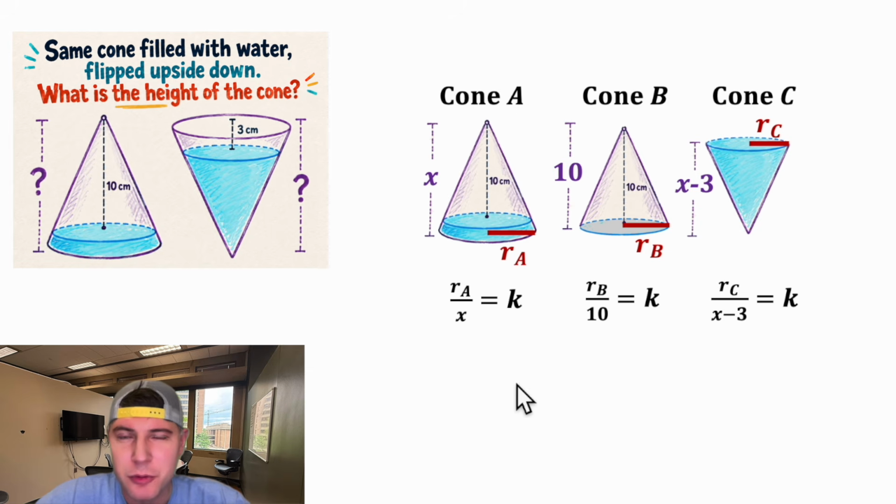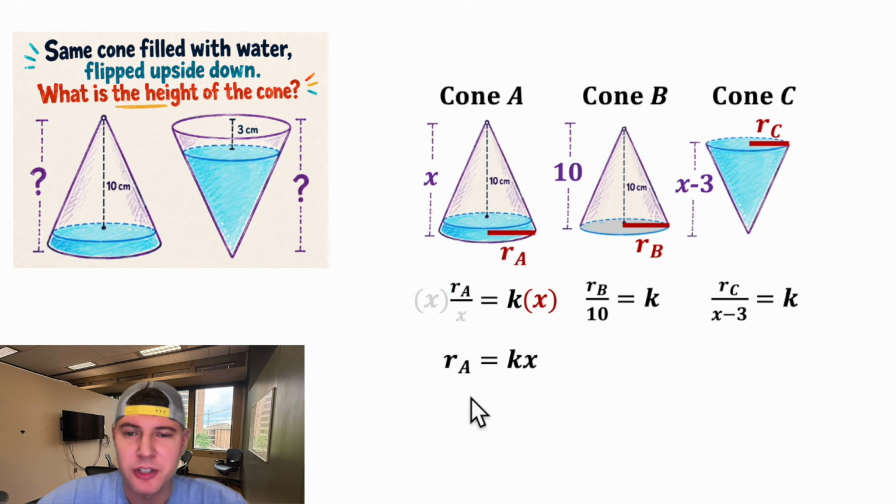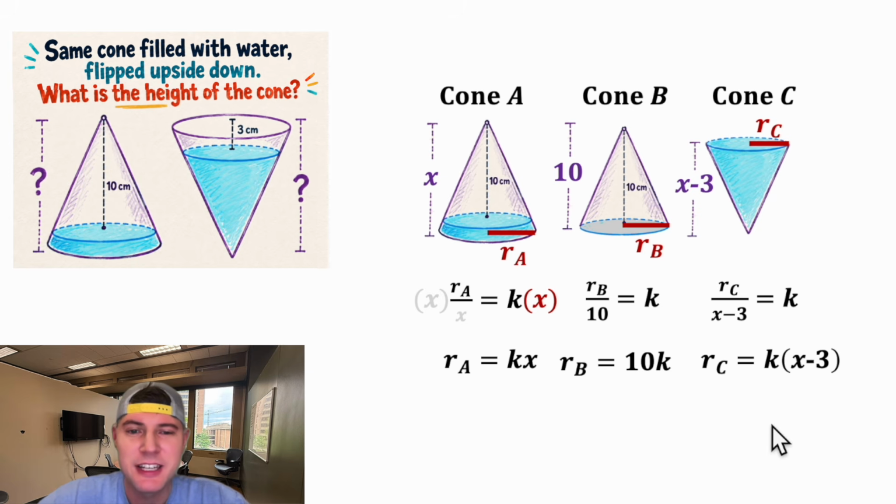Next, for the first equation to get the radius all by itself, we can multiply both sides by x. On the left-hand side, the x's are going to cancel each other out, and that's going to leave us with r sub a is equal to kx. And for the same reason, r sub b is going to be equal to 10k. And r sub c is going to be equal to k times x minus 3.